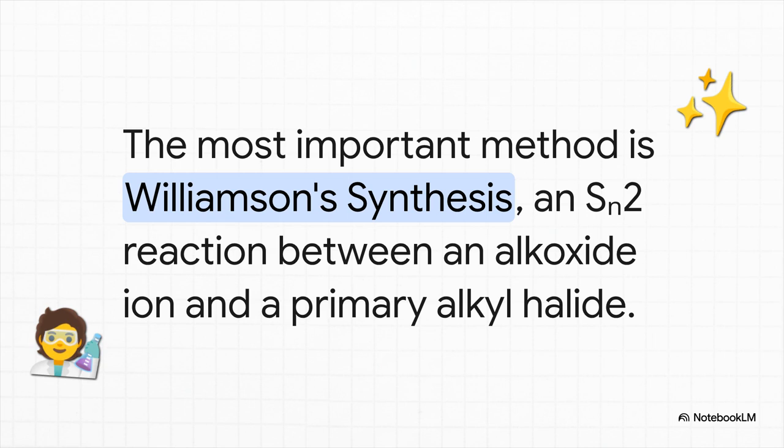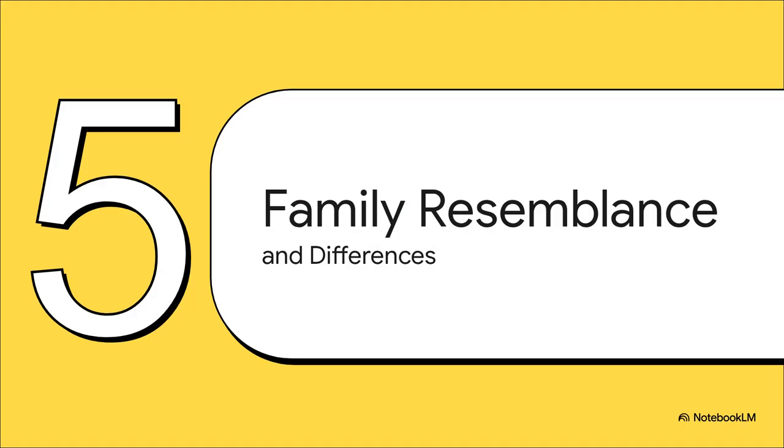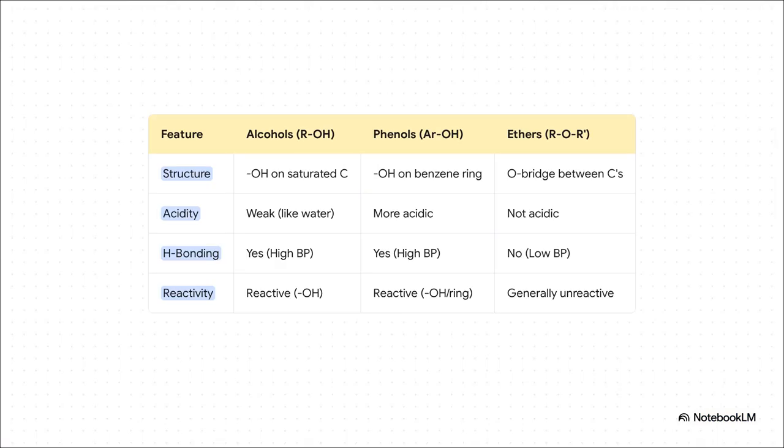All right, we've met all three of them: the workhorse alcohol, the acidic phenol, and the stable ether. Now let's pull them all together, side by side, so we can really see what makes each one tick. This chart really lays it all out. You can see this perfect chain of cause and effect. It all starts with the structure. Is it ROH, ROH, or ROR prime? That one choice directly impacts everything else.